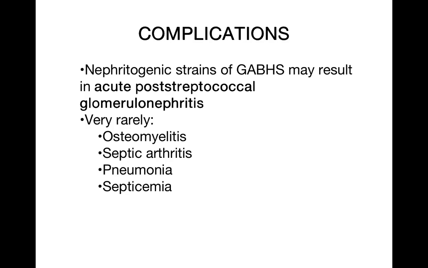Now, one important piece of information I would like to give, which many students may know already: group A beta hemolytic streptococci can cause two important types of infection, rheumatic fever and PSGN. But remember, only the throat strain or pharyngitis strain can lead to rheumatic fever. The skin strain or pyoderma strain never leads to rheumatic fever, whereas PSGN can be caused by both strains, the pharyngitis strain as well as the pyoderma strain. Now, very rarely, osteomyelitis, septic arthritis, pneumonia, and septicemia can occur as complications of this disorder, because the infection may go to other organs and lead to these complications.